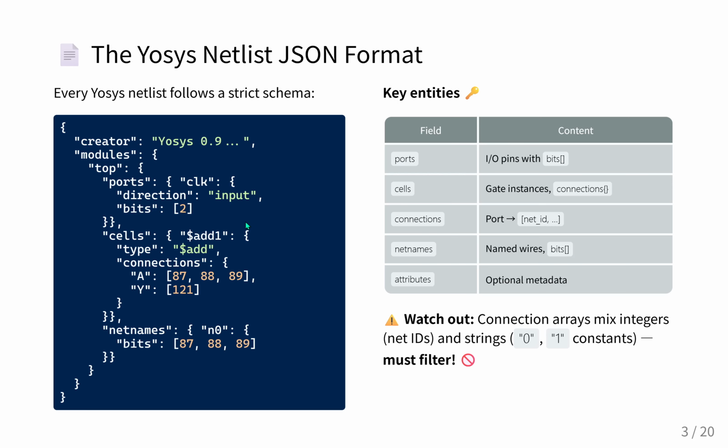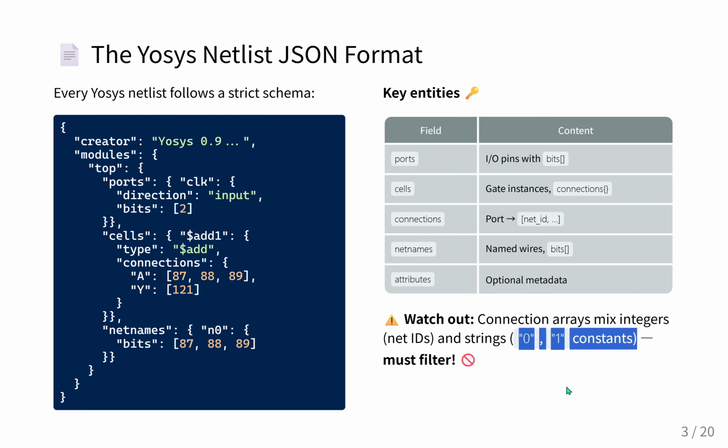Yeah, but hidden inside that rigid structure, there is a massive trap waiting for an unsuspecting parser. Oh, the mixed type arrays. Yes. It's a quirk in how Yosys formats its connection arrays. They mix integer values, which represent the actual net IDs, the custom wires we care about, with string constants. String constants, so like text characters. Exactly, like the word 0 or the word 1.